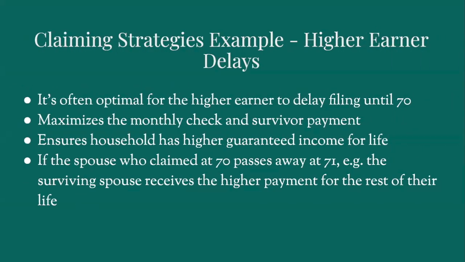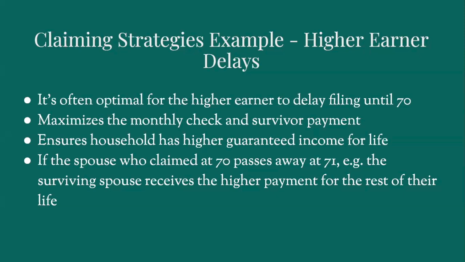This is a good one. I think this is a key one that a lot of people miss out on. Higher earner delays. So it's often optimal for the higher earner to delay filing until age 70. This optimizes the monthly check and survivor payment. It ensures the household has a higher guaranteed income for life. If the spouse who claimed at 70 passes away at 71, for example, the surviving spouse receives a higher payment for the rest of their life.